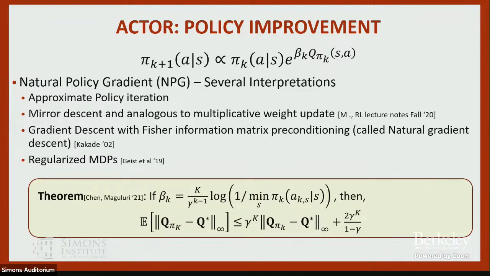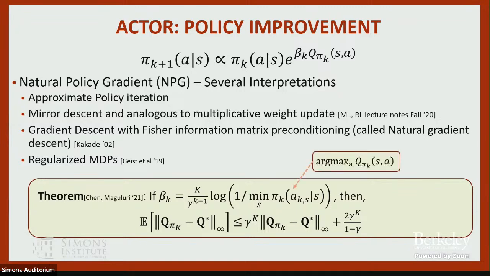So this decays geometrically fast. Gamma is my discount factor, which is less than 1. The second term also decays geometrically fast. Now, what is my beta k? It doesn't depend on any unknown in the system. The only thing it uses is the current policy. The policy is like a matrix. For every state and action, you have a number. For every state, so you have to minimize over one.